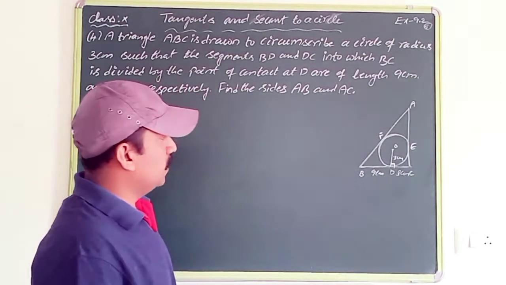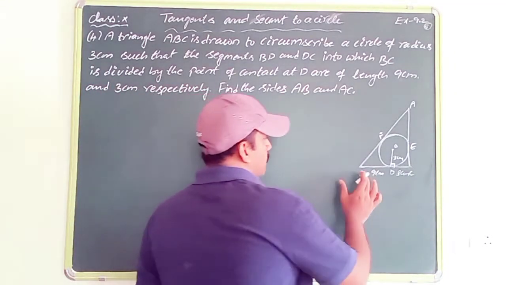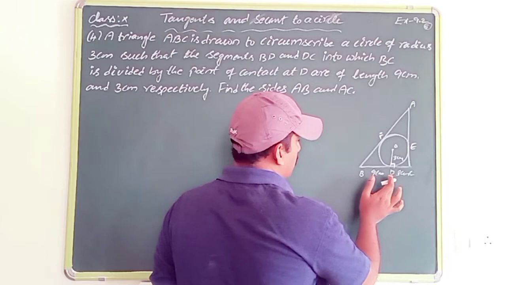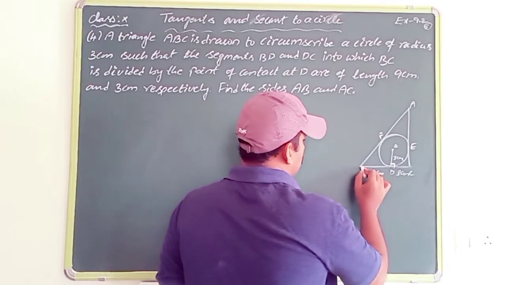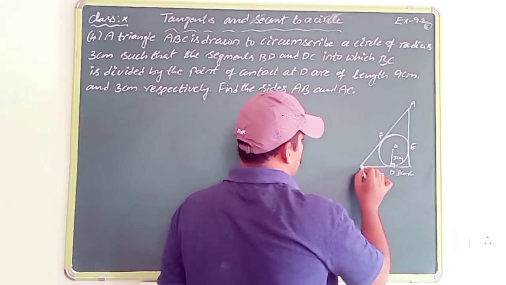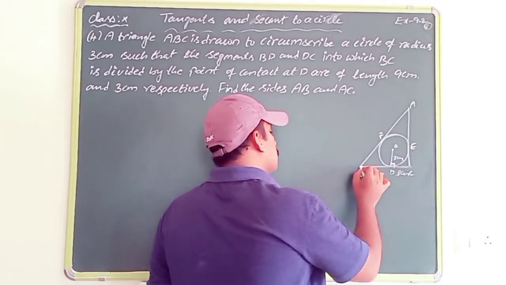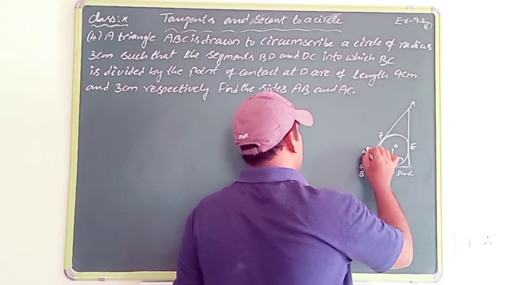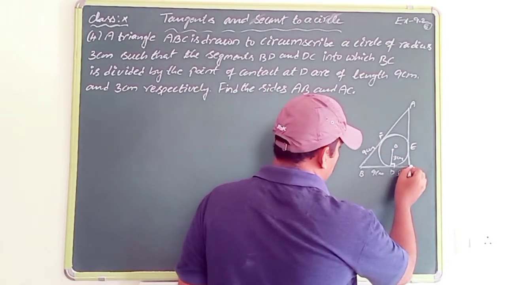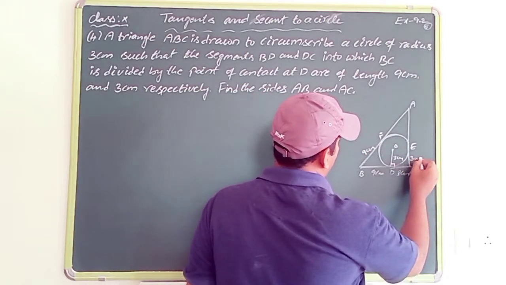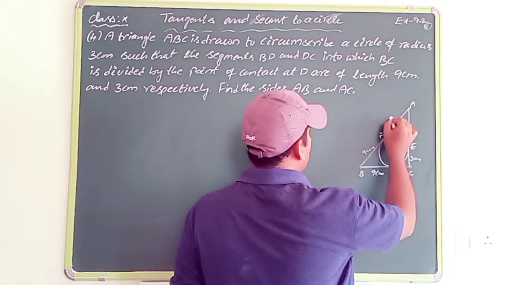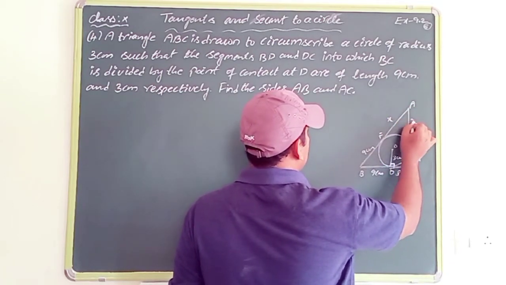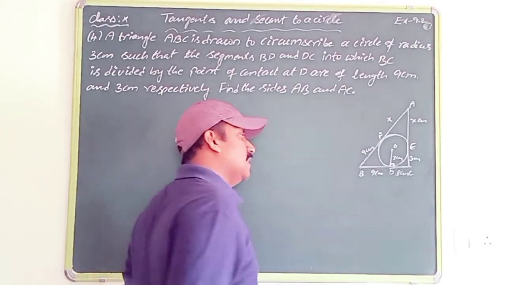Okay, so very simple here. If it is a tangent, and D is the point of contact and it is an external point of the circle, from theorem 9.2, the tangents drawn from an external point to the circle are equal. So this is 9 centimeters, and this one 3 centimeters means here also 3 centimeters. Now this length I am going to take as x. We don't know this one, so x, and here also we have x centimeters.